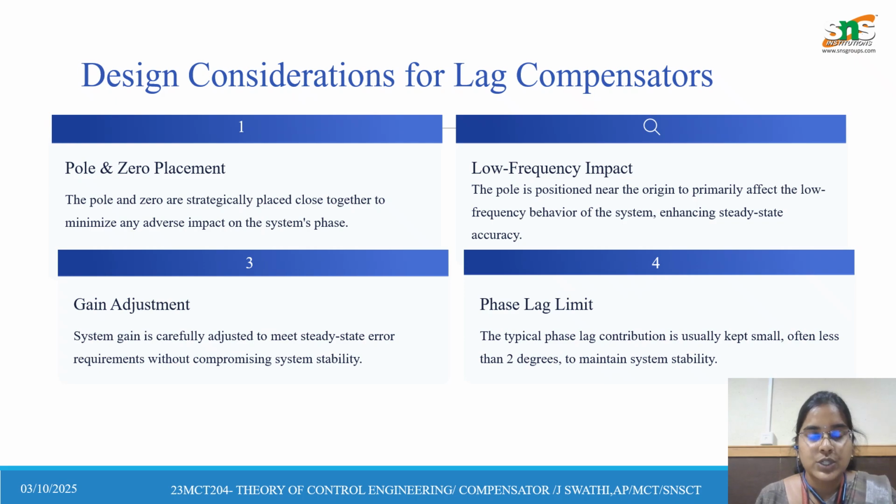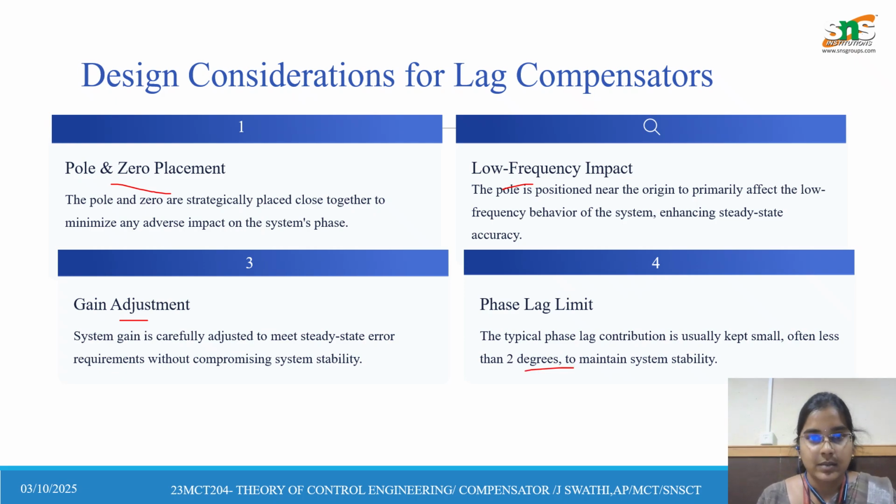For design considerations, there are four things we have to consider. Pole and zero placement: we have to select the poles and zeros properly and consider the low frequency impact. Gain adjustment: the system gain has to be adjusted carefully to meet the steady state requirements. And phase lag limit: we have to set the limit, often less than 2 degrees, to maintain stability.